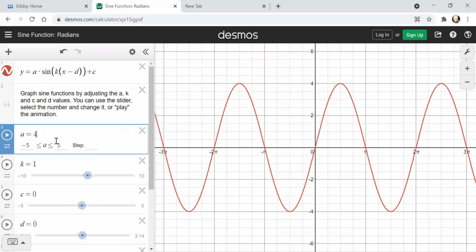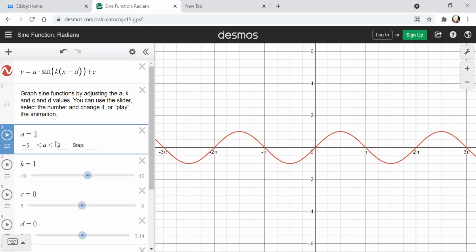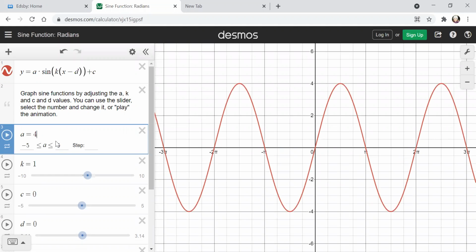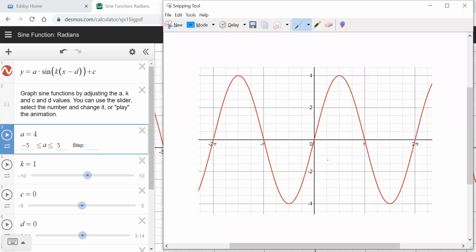Let me make it a 1 again. So see, the 1 from 0 is going up to the right. If I change it to 4, it's still going up from 0 to the right. But the highest to the lowest is now 4. So the amplitude is 4. Okay. Any questions on this one? Okay, I'm going to just drop this into our notes.